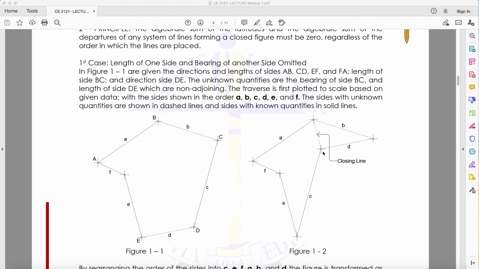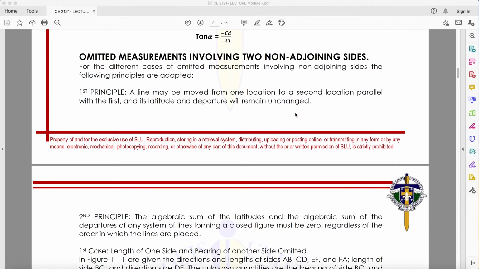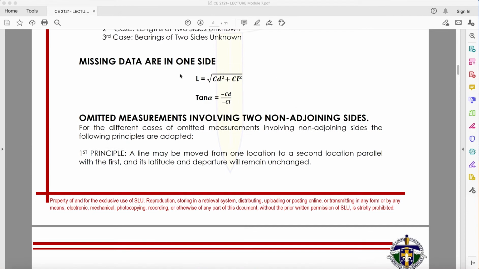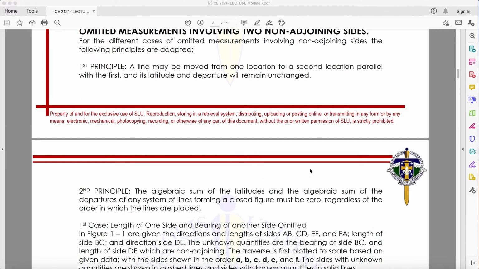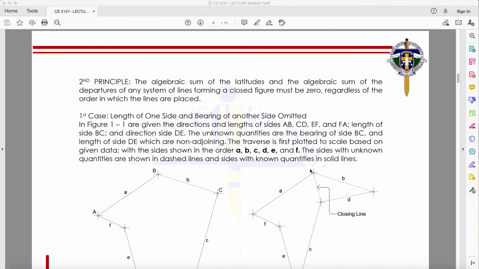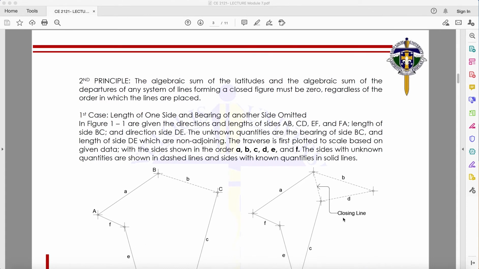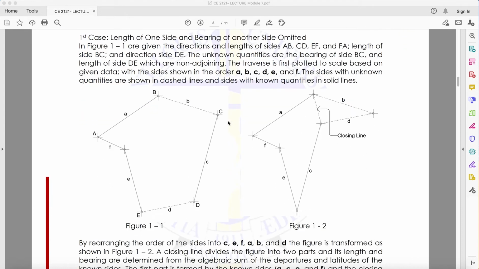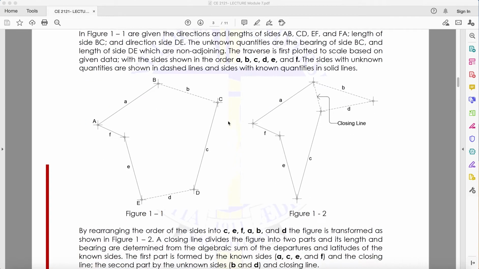And this closing line can be solved using the misclosure. So, pwede natin isolve yung missing line natin through this one. Then, we will have the aid of geometry in order to solve for these two lines. Okay?